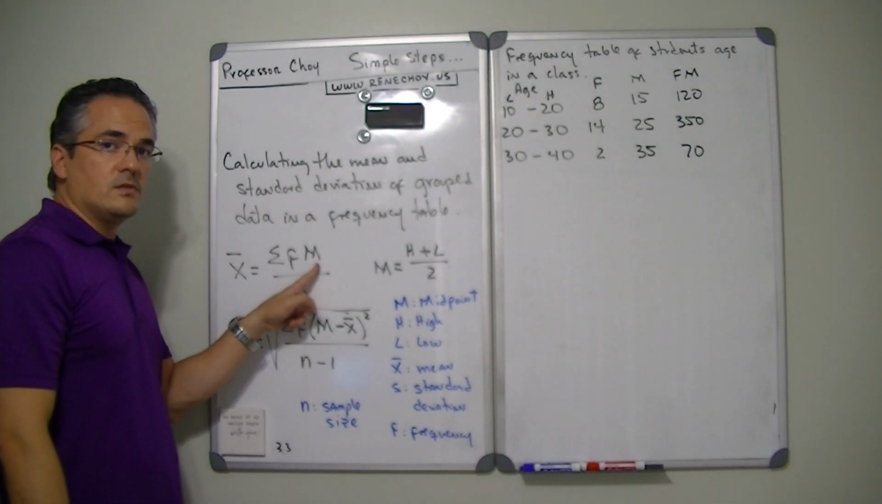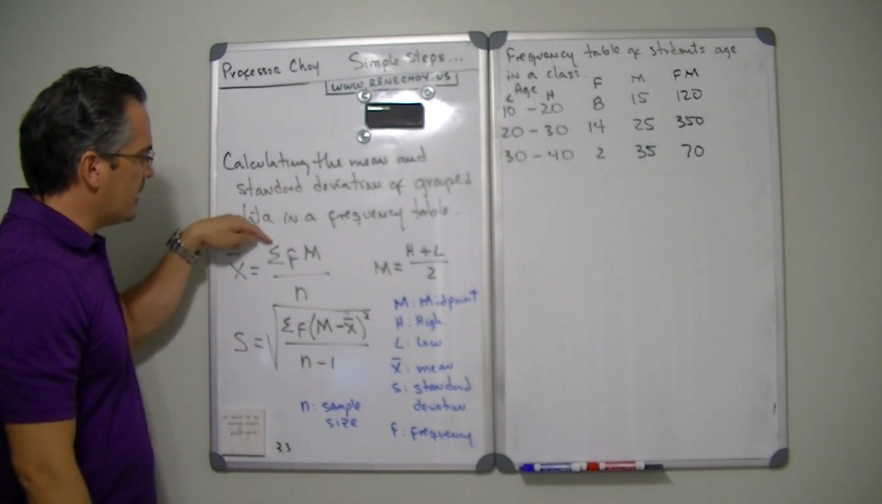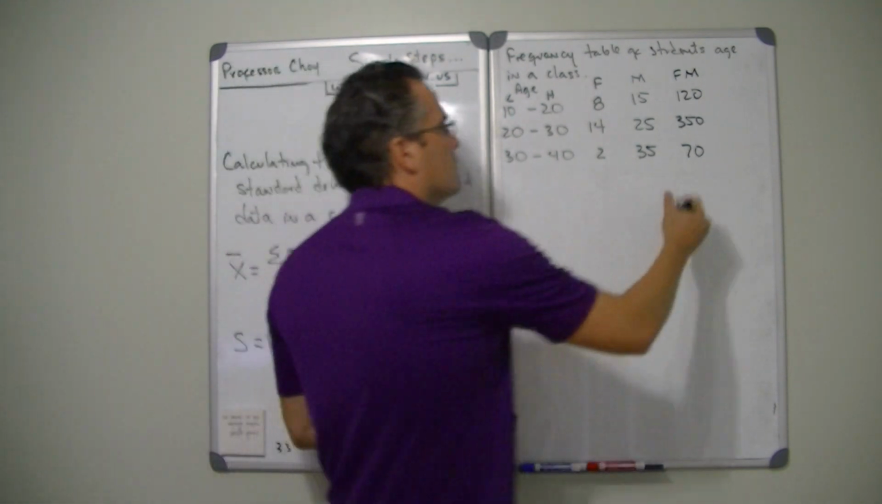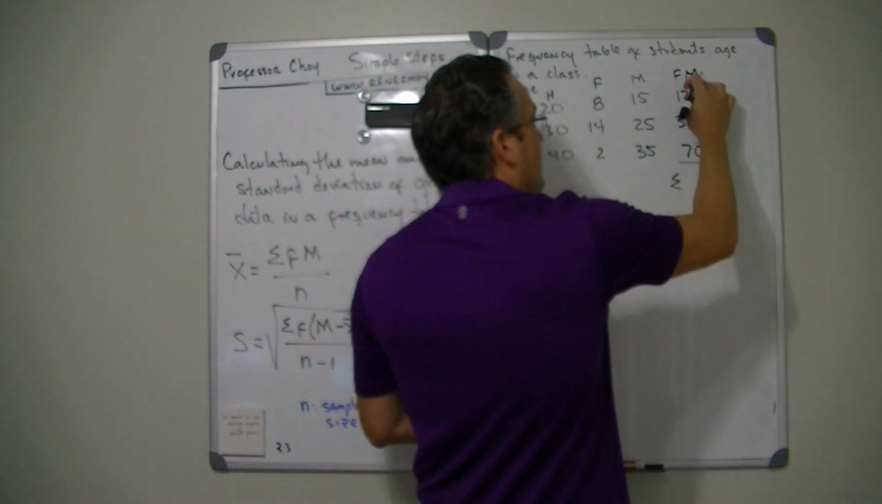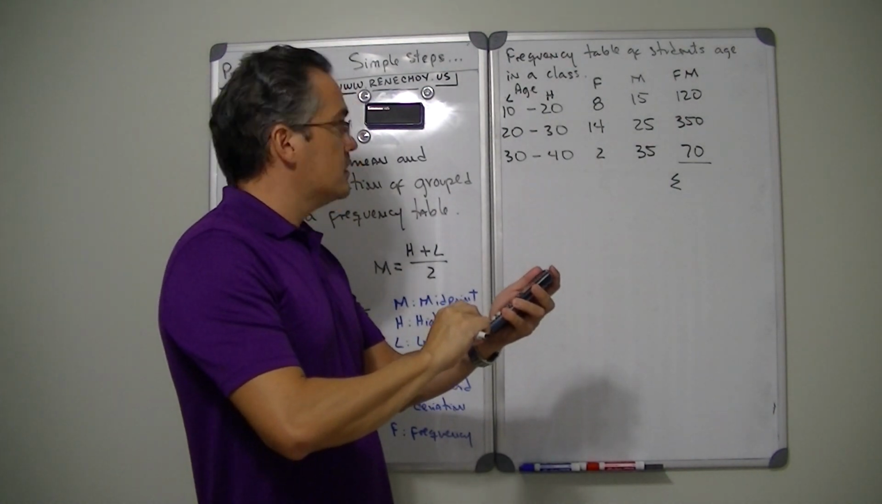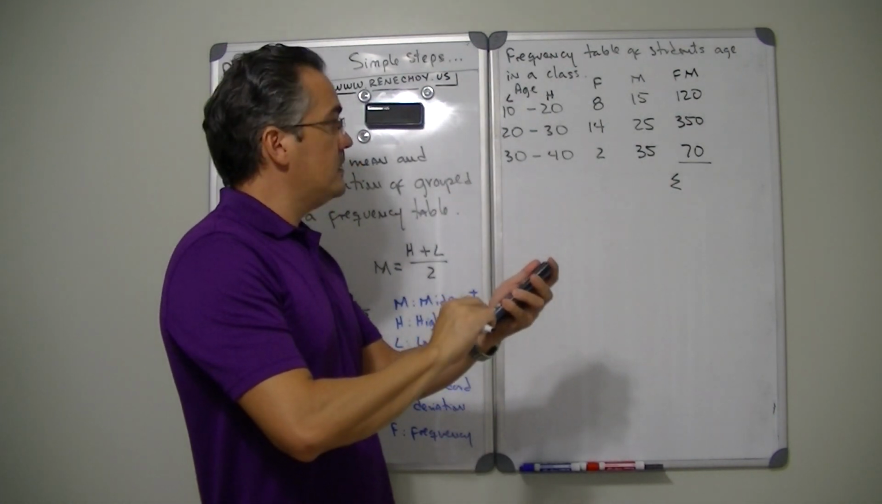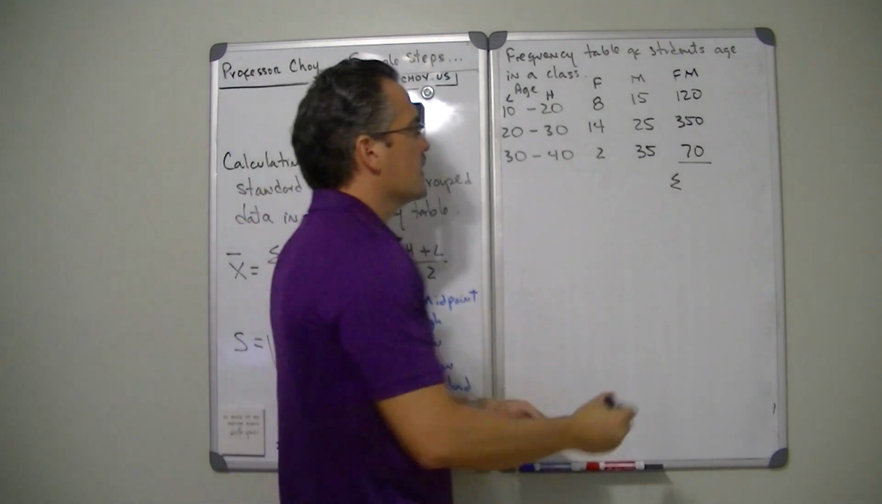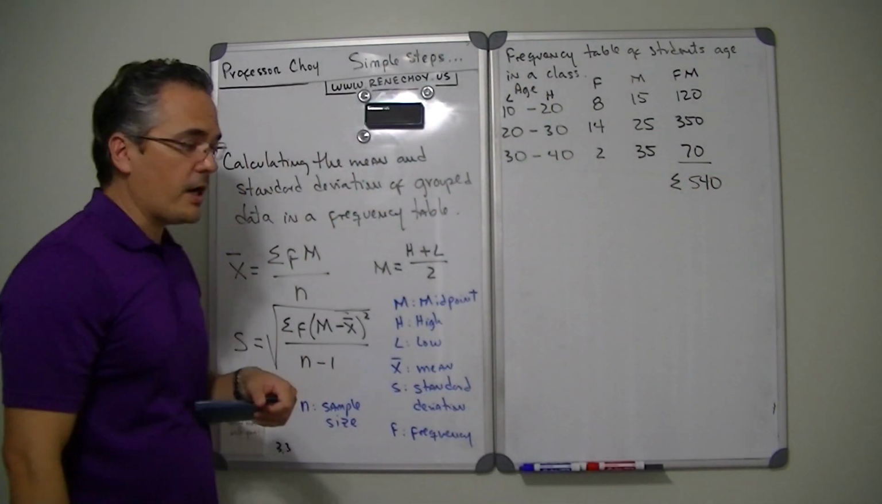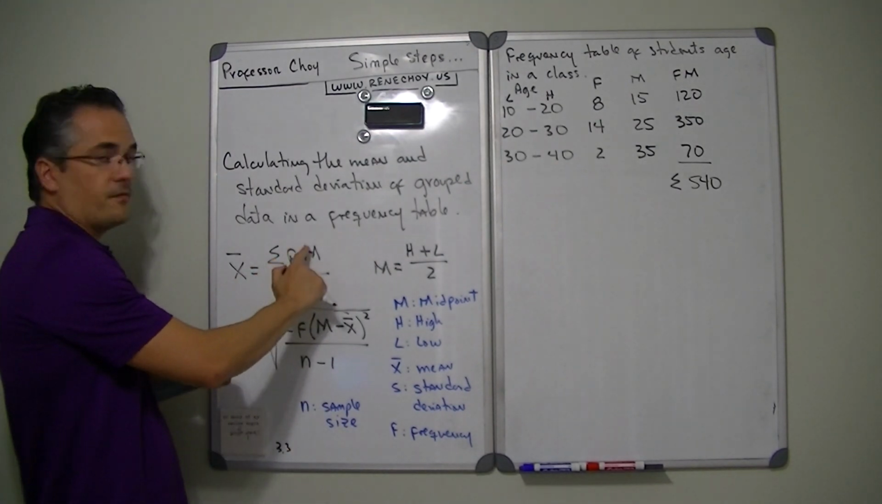The next thing we need to do on the mean formula is the summation. So I have to add those. Summation is just adding all of those. So I have to do 120 plus 350 plus 70. That gives me 540. Alright, so I did that portion of the formula.